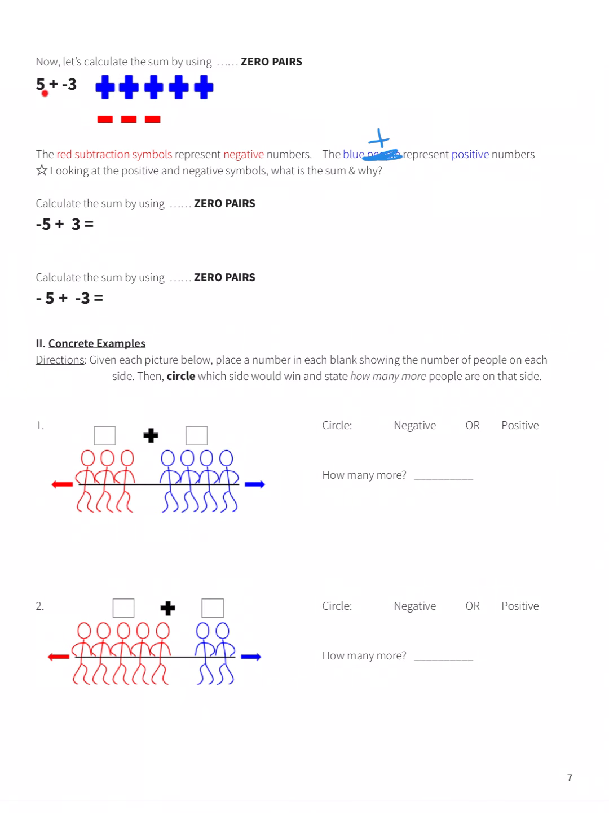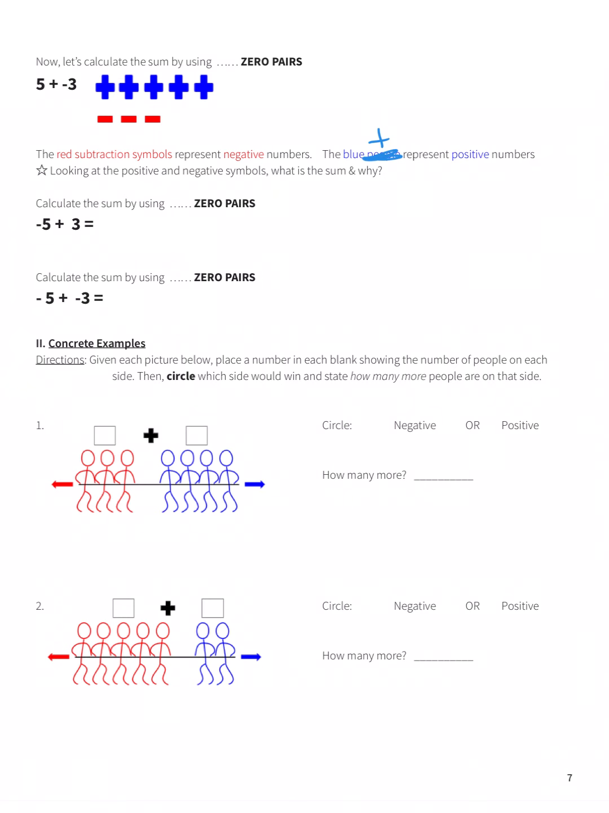Here's what you're going to do. You have a 5 here. This is a positive 5. The blue plus signs represent positive numbers. So positive 5, we have 1, 2, 3, 4, 5 plus signs. Great. Now we have negative 3: 1, 2, 3 negatives. You always have your top number in your expression or equation on top, and then your second number goes below, because that helps you create those 0 pairs.